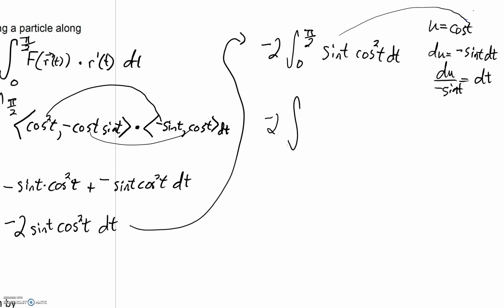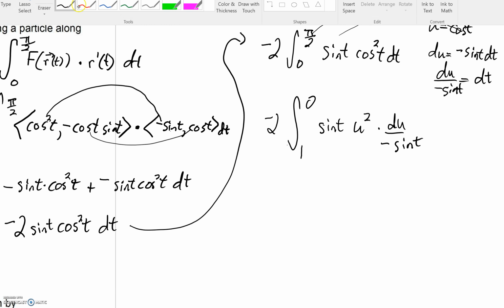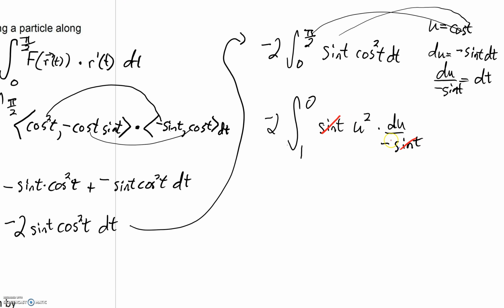I'm plugging in a 0. What's the cosine of 0? That would be a 1. And what about plugging in pi over 2? What's the cosine of pi over 2? That would be 0. And I've got my sine of t over here. Here's my u squared. And dt would be a du all over a negative sine of t. Hopefully you can see that these negatives are going to cancel out, of course. And so will the sine of t's. Right? These are gone, and that's gone.